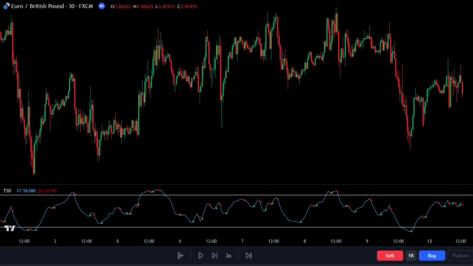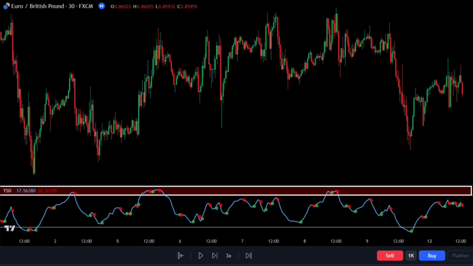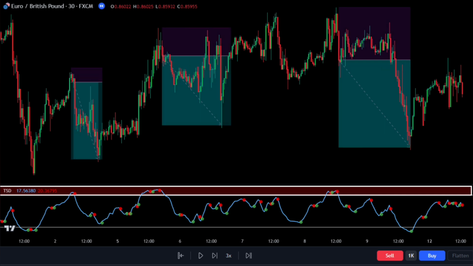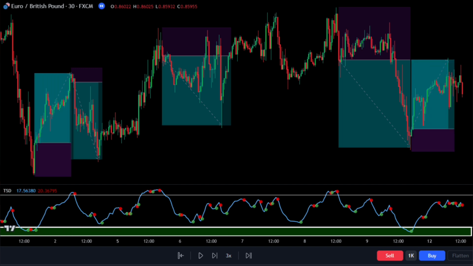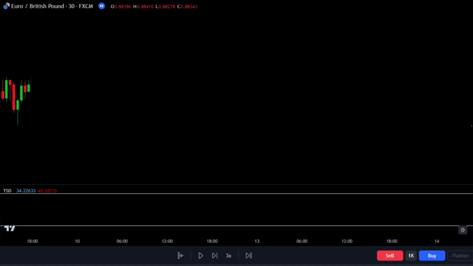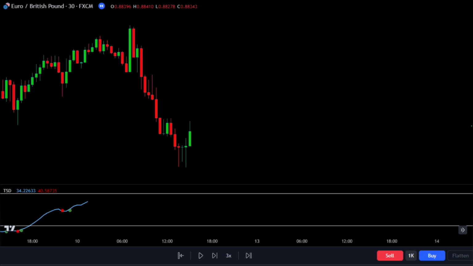Now, let's see how we can use the indicator. This indicator is very powerful, but to keep it simple, you can think of it as a signal generator for buying and selling. When the indicator shows a red signal above the upper band line, that means it's a sell signal. And when the indicator shows a green signal below the lower band line, that means it's a buy signal. Let's take a look at some possible trades we can make using the indicator.